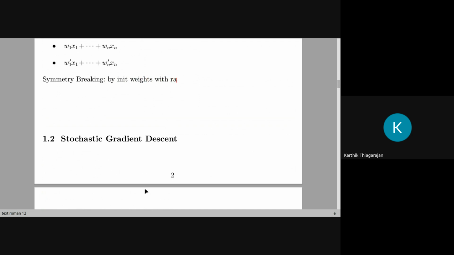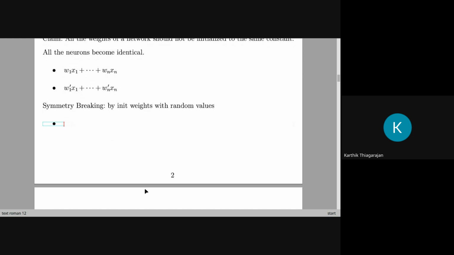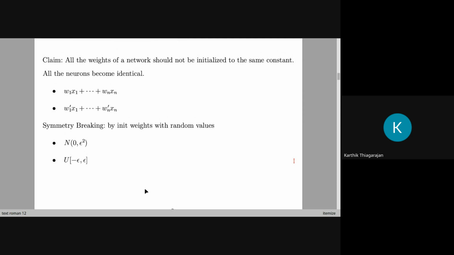Initializing weights with random values, right? Typically, there are several ways of doing this. One of the common initializations is to choose normally distributed values, with mean 0 and variance epsilon squared, so a small value of epsilon. You could also use a uniform distribution from minus epsilon to epsilon. Both are valid ways of initializing. The main point is you have to break the symmetry so that different neurons end up learning different things.